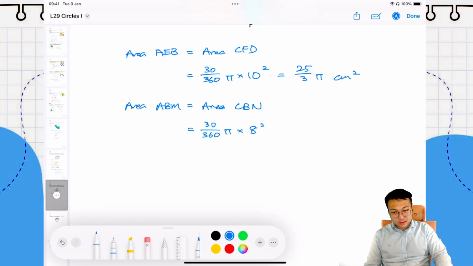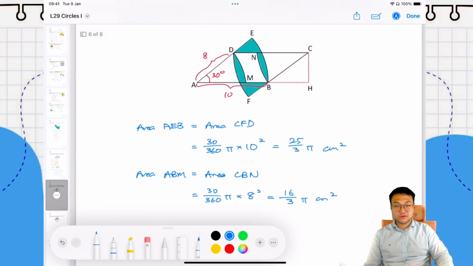Pi r squared. And you don't even need a calculator for this. If you work this out, this is 1 over 6, right? Sorry, this is 1 over 12. 1 over 12 times 64. If we simplify it, you get 16 over 3 pi cm squared. Any questions so far?